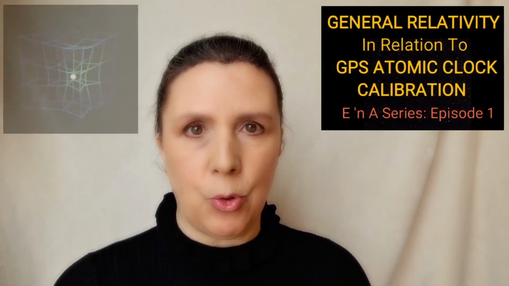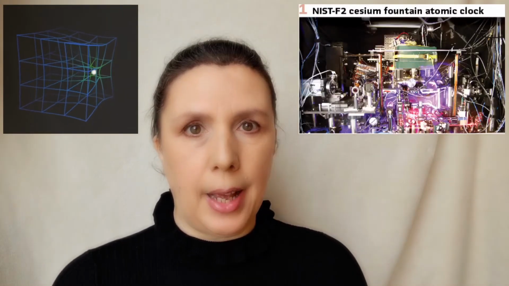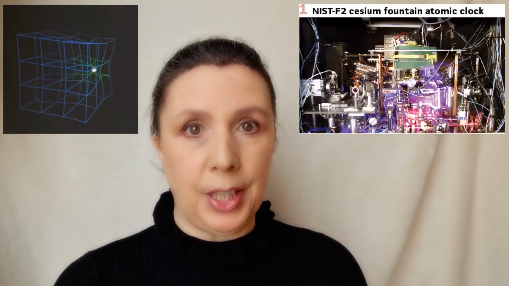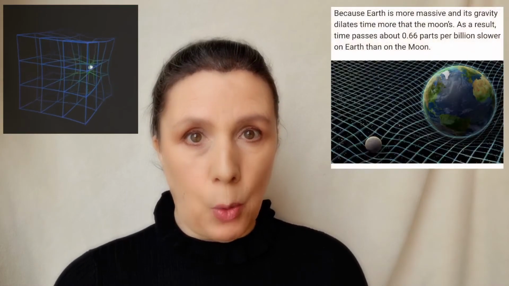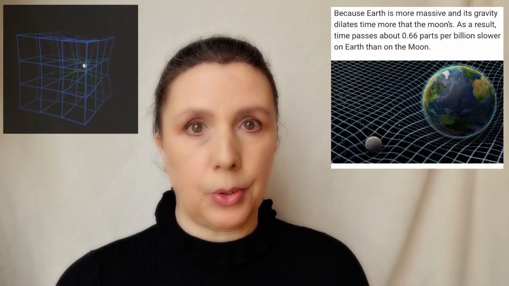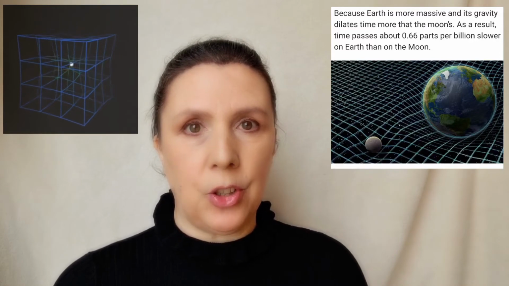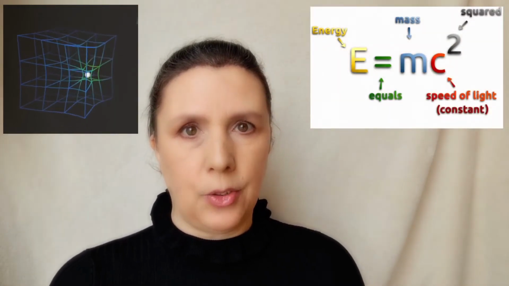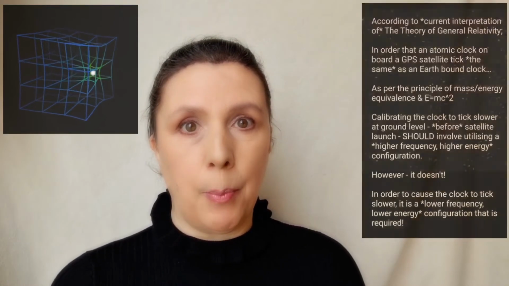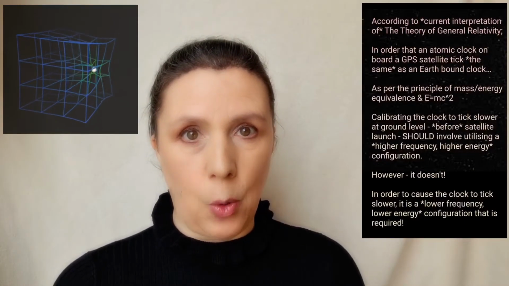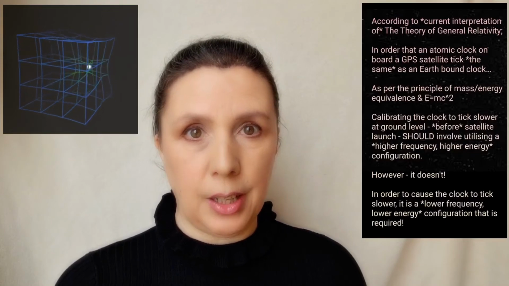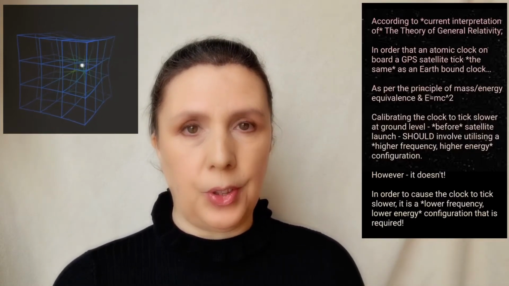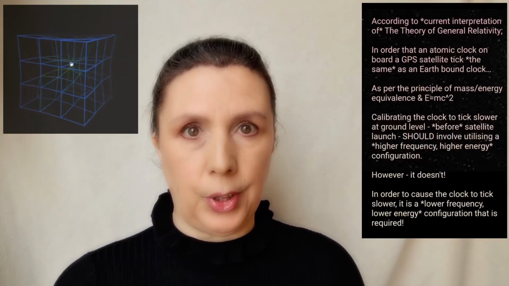In episode 1 of my ENA video series, I talked about general relativity in relation to the calibration of atomic clocks, and how the theory of general relativity denotes that clocks tick slower on the bigger mass, where, via the principle of mass-energy equivalence and the equation E = mc squared, an atomic clock should then require more energy in order to tick slower at a lower frequency, and less energy in order to tick faster at a higher frequency.